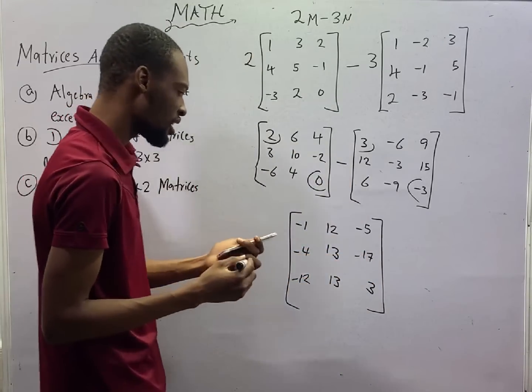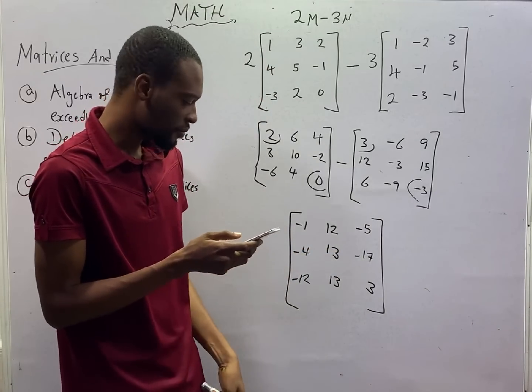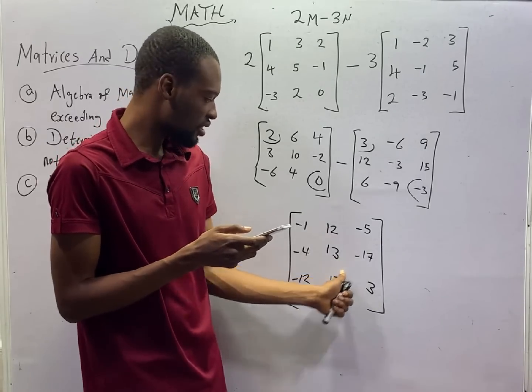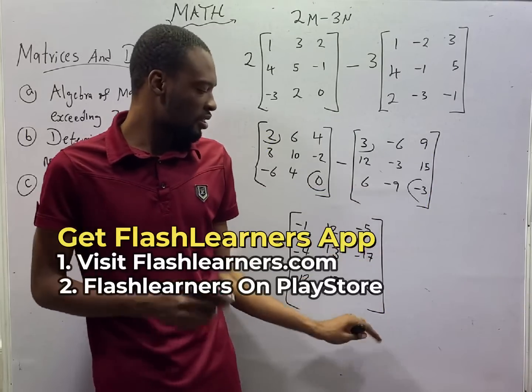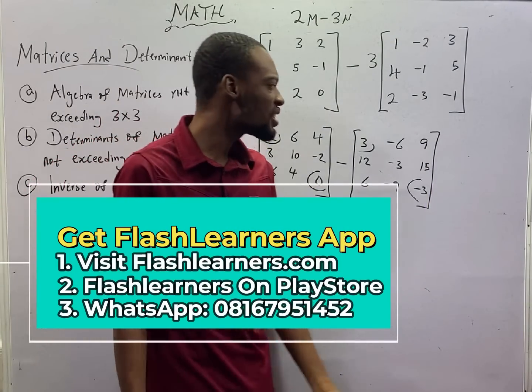So the matrix is therefore minus 1, 12, minus 5, minus 4, 13, minus 17, minus 12, 13, and 3. So ladies and gentlemen, this is the answer to this question. And this brings us to the end of this episode.